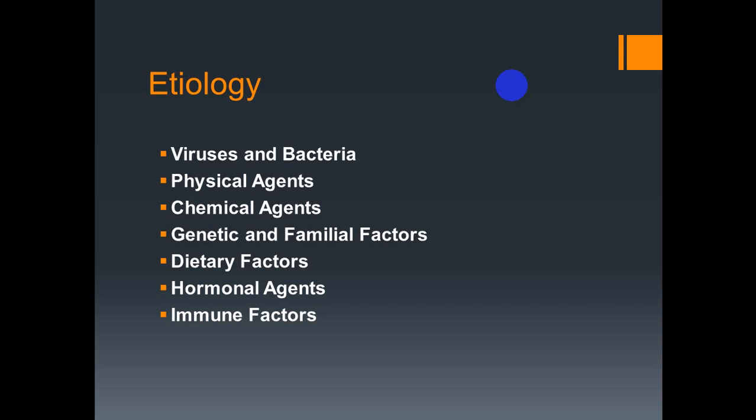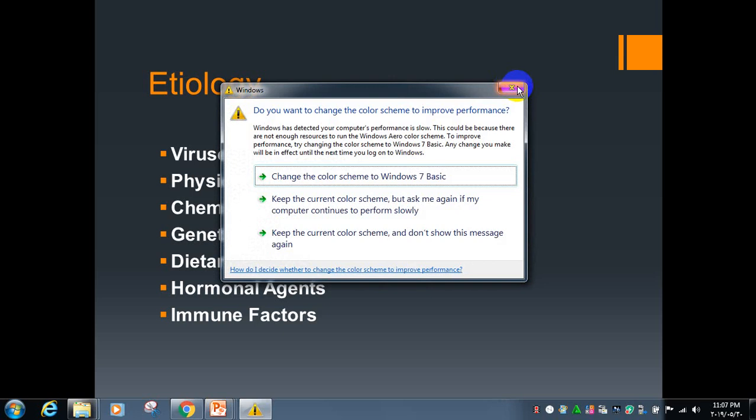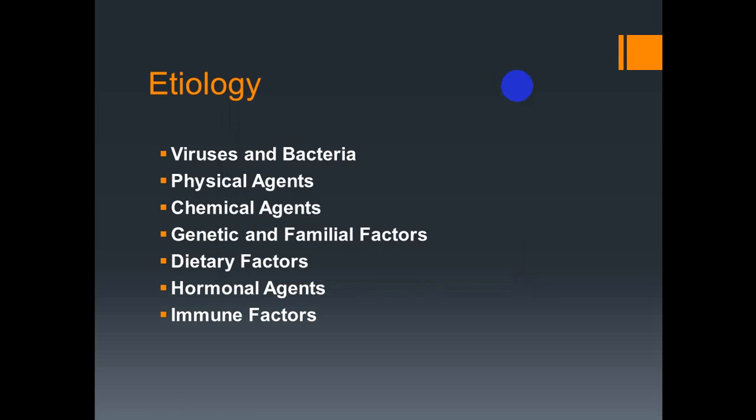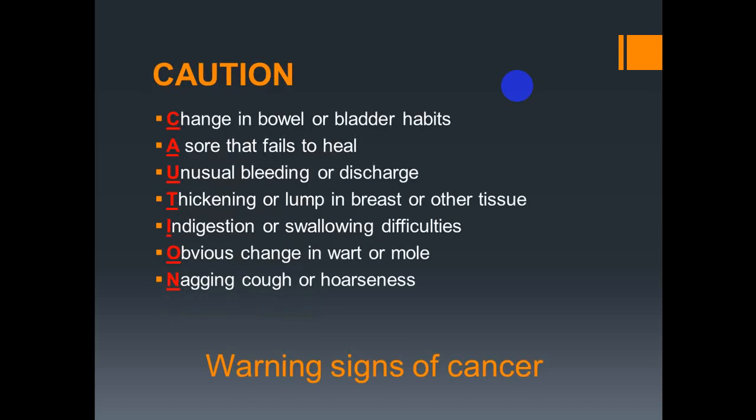The physical agents, heat or other physical agents, and chemical agents, and genetic and familial factors also take place, such as in breast cancer or prostate cancer, which have high incidence rates. The dietary factors are one of the most important factors when we are talking about the causes or etiology of cancer. Hormonal agents and immune factors.